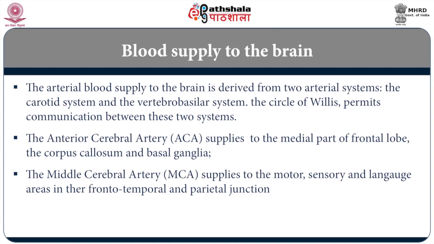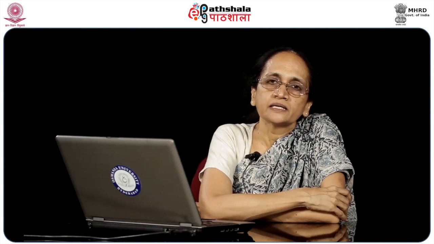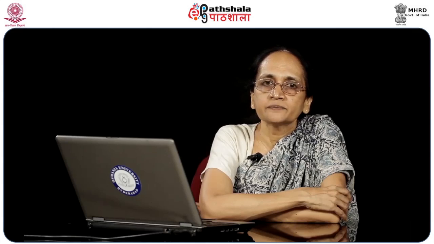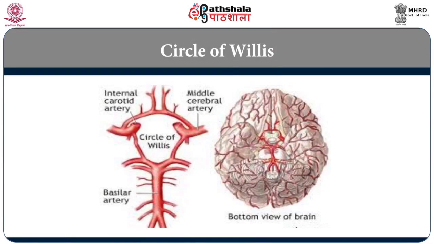What about the posterior cerebral artery or PCA? This supplies blood to the occipital lobe and the base of the temporal lobe. Okay. So you've seen ACA, the anterior cerebral artery, MCA, the middle cerebral artery, and PCA, the posterior cerebral artery. Together, these three supply blood to the entire brain and they form a structure called the circle of Willis. That picture I would like you to see on the screen next.